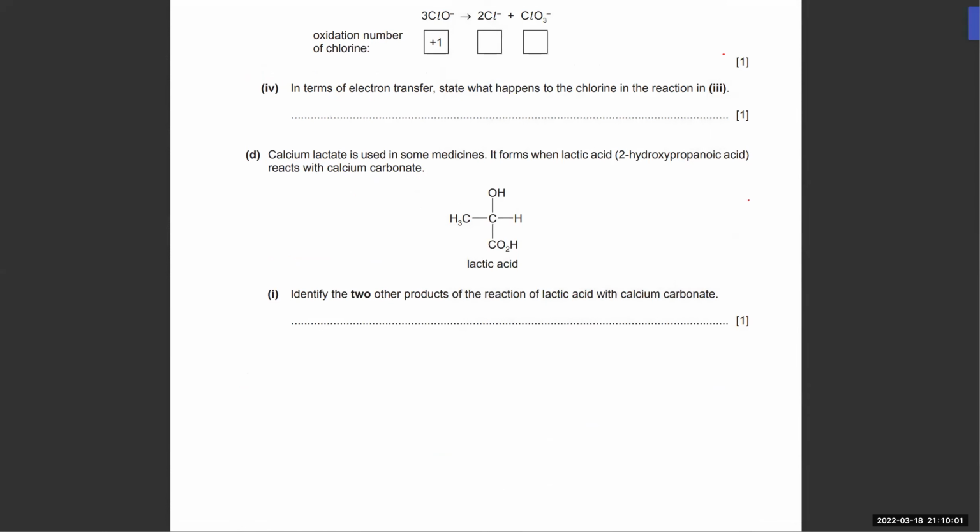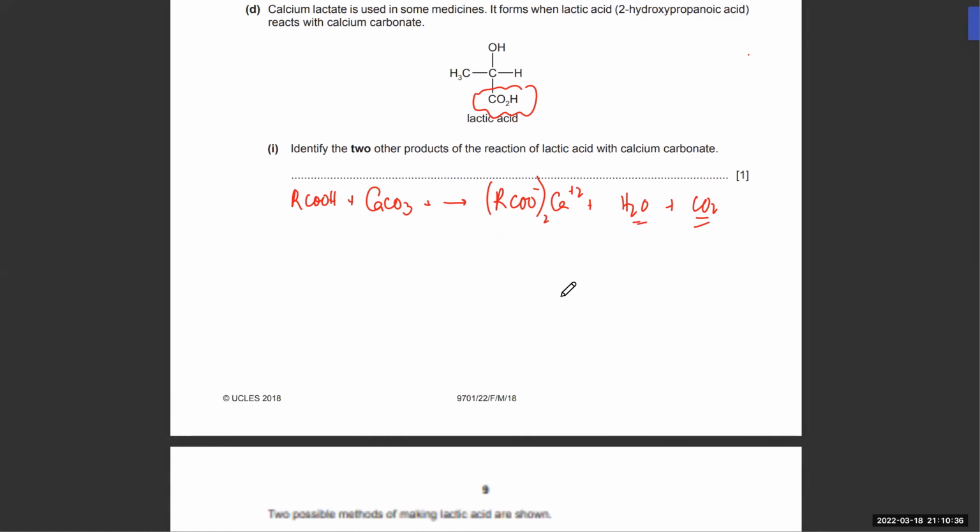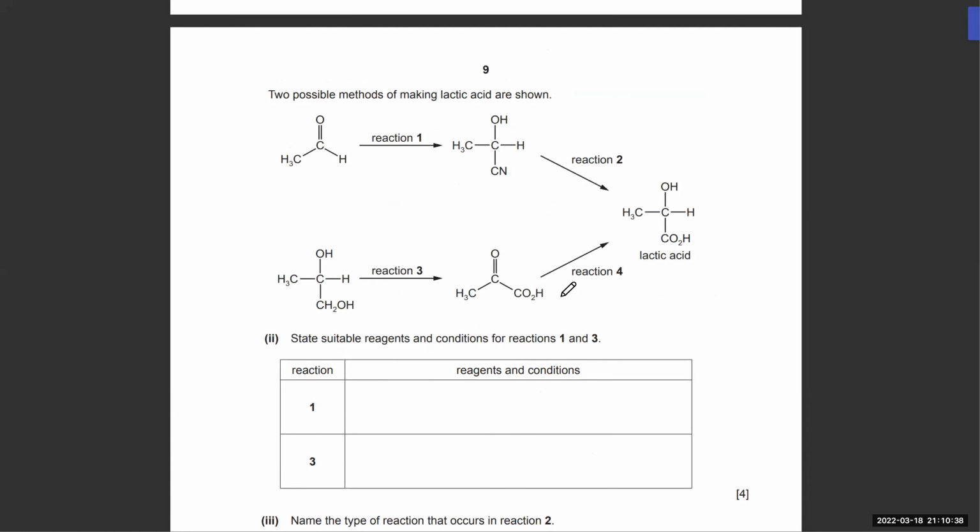So this molecule over here is a carboxylic acid. Any carboxylic acid would react with calcium carbonate, CaCO3, and it's going to produce a salt and a water molecule. The salt would be calcium ions displacing the hydrogen, with a 2+ charge, plus water plus carbon dioxide. So the other two products are going to be water and carbon dioxide.